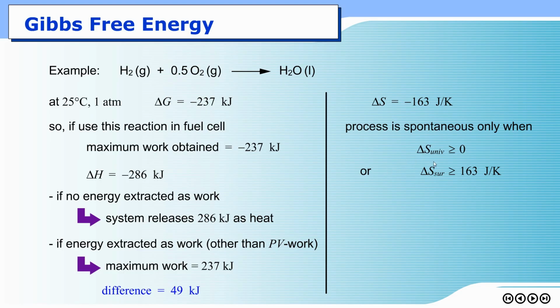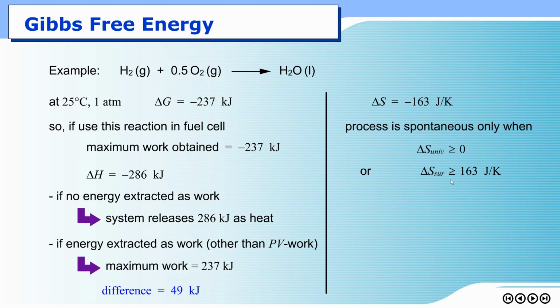That means if you find delta S of the universe from the delta S of the system plus delta S of the surrounding, the system itself is negative, so in order for the process to be spontaneous, the delta S of the surrounding must be greater than 163 joule per Kelvin. If it is greater than 163, the process goes forward irreversibly. If it is 0, then the process is spontaneous but reversible.